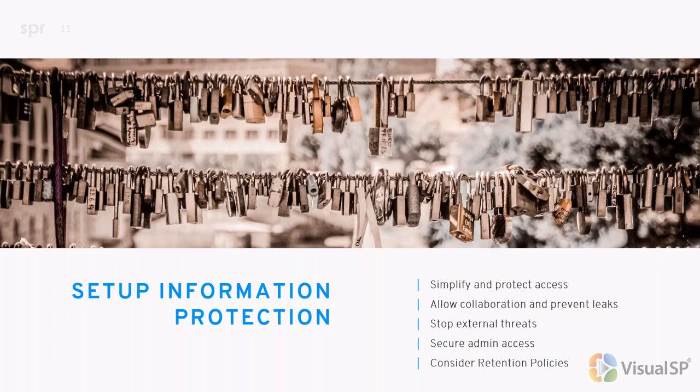So we're going to step into information protection, and this is also an important part of planning your Office 365 implementation: setting up how to protect access to the environment, and how to control and prevent leaks and potential threats. You also want to think about how to secure the admin access, and of course consider governance and retention policies as well, and we'll go through all that.